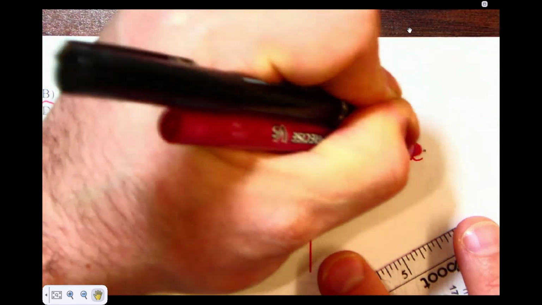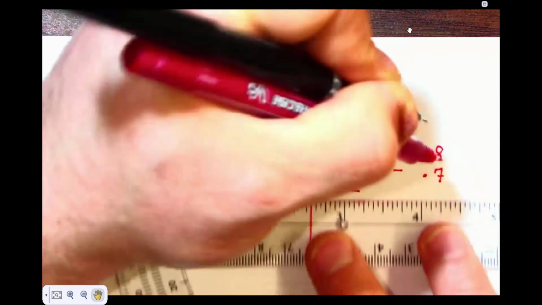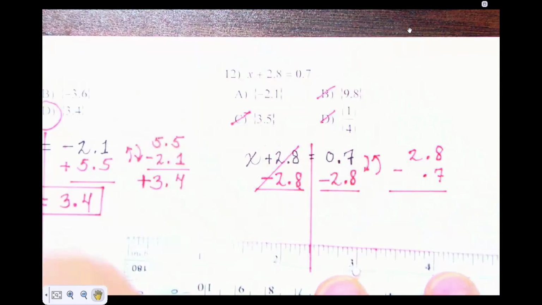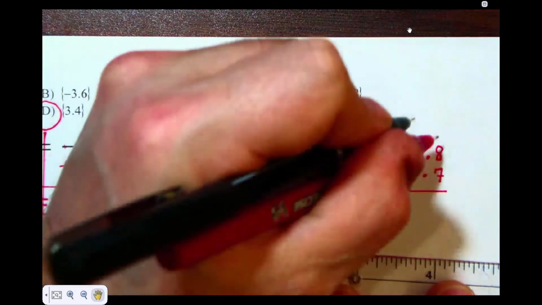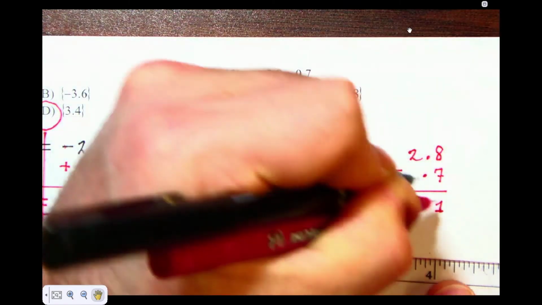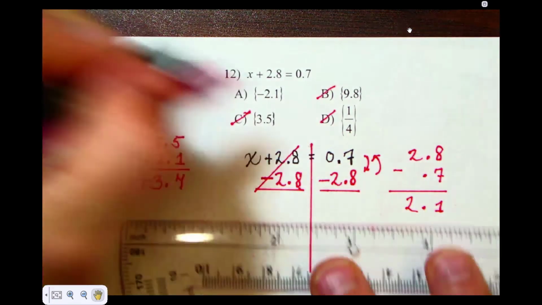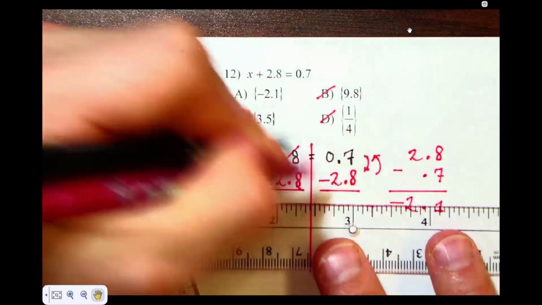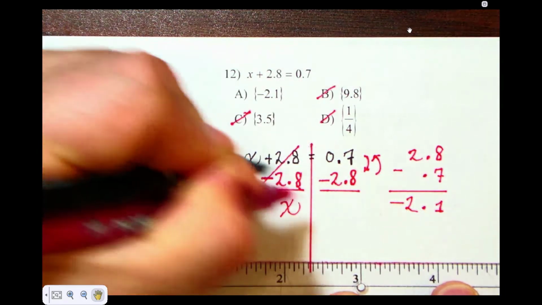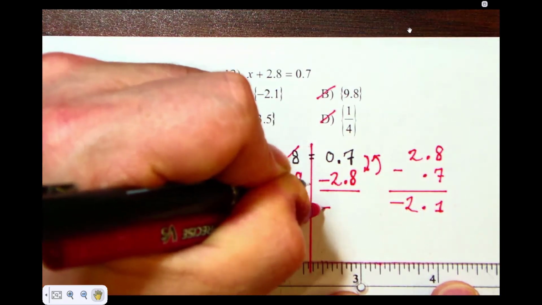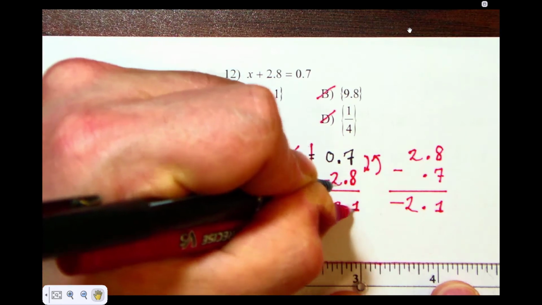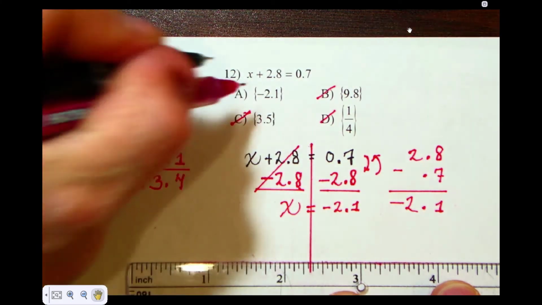You're going to do 2.8 minus 0.7. Okay? Like I said, we don't need that 0. Well, 2.8 minus 8 minus 7 is 1. Put a point, and then the 2 comes down, but it's negative. Okay? So now X equals negative 2.1. And that's it right there.